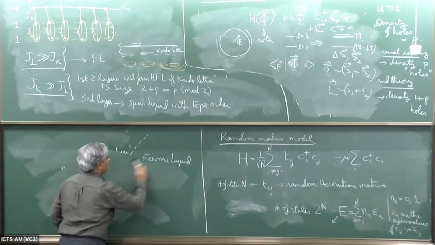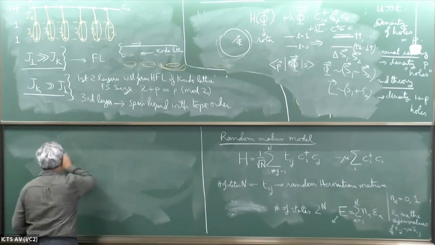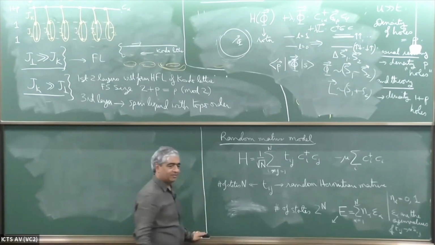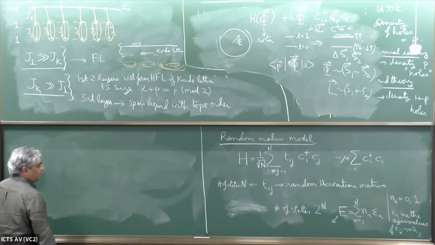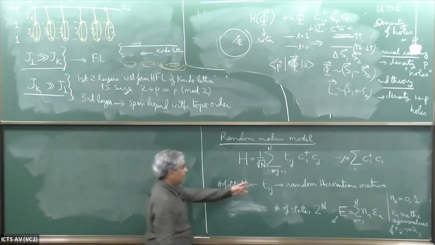So you're assuming that the Tij is distributed according to one of the three ensembles? Let's say the unitary ensemble. Yeah, just make them complex. That's the simplest case. Yeah. And this is long ranged? Yeah, it's infinite range. Infinite range.